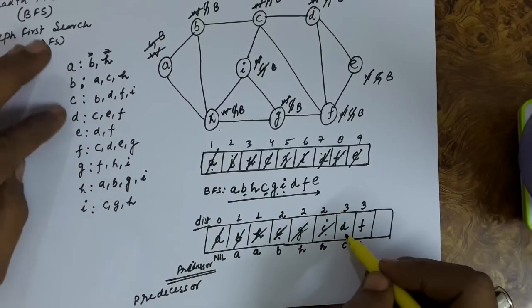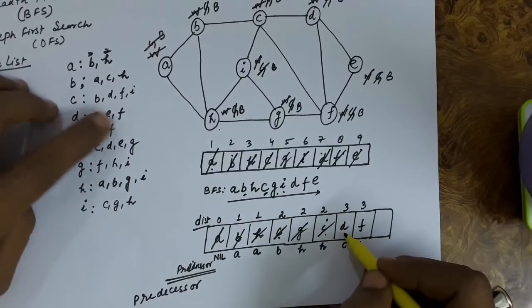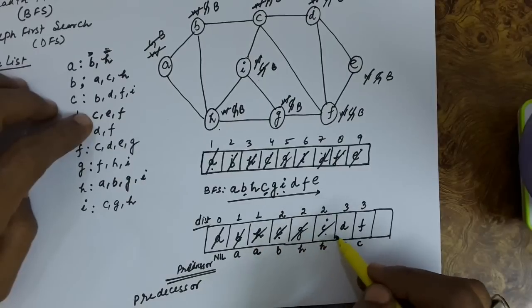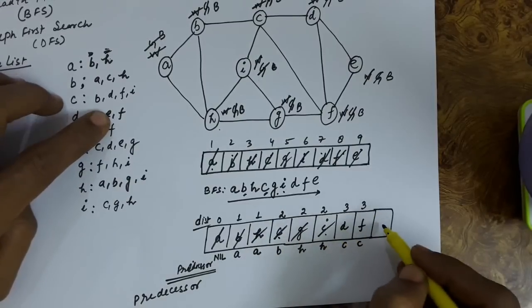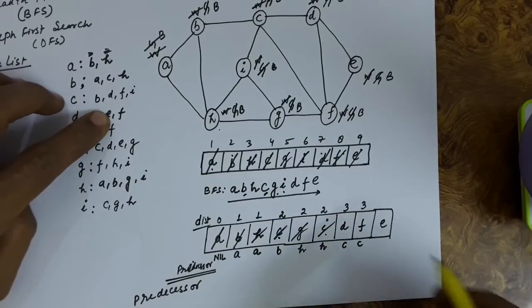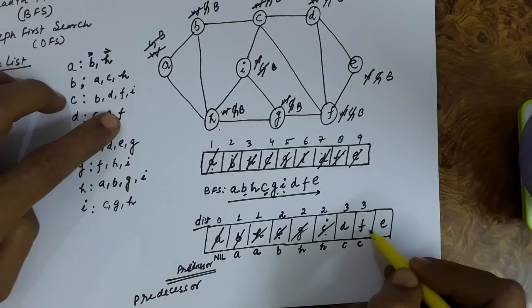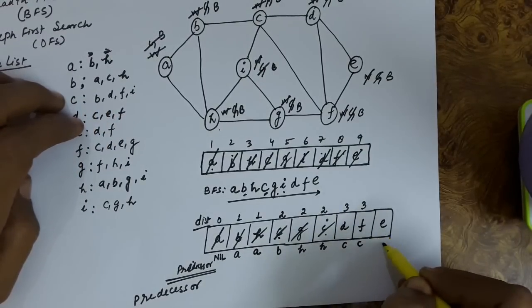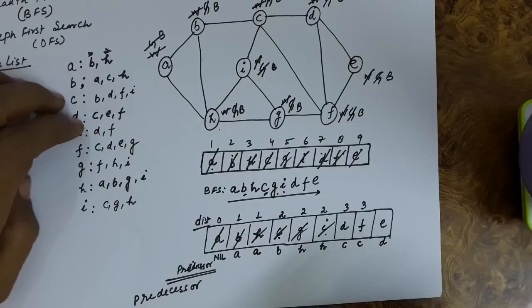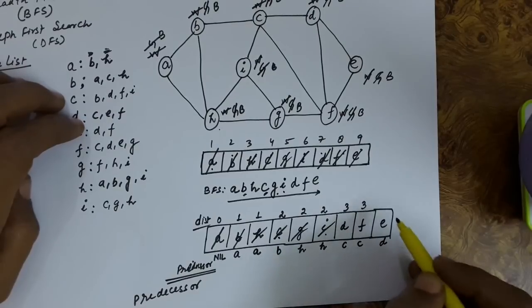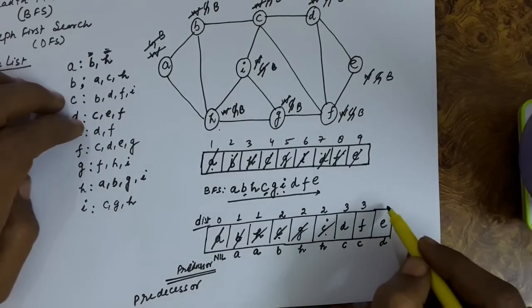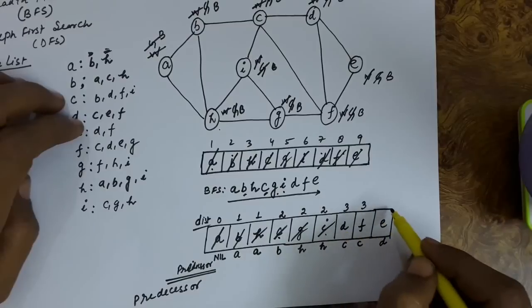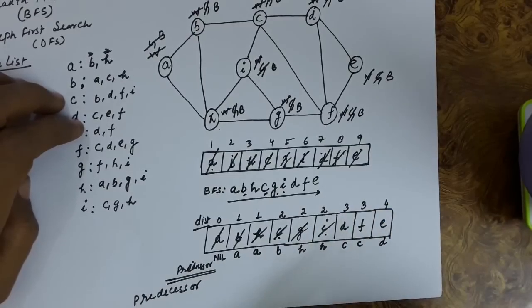From D, the connections are C, E, F. C is already there. E is not there. So let us add E here. F is already there. So E has got explored from D. So the predecessor of E is set as D. And the distance of E is set as 1 more than the distance of D, which is 3. So 3 plus 1 is 4.